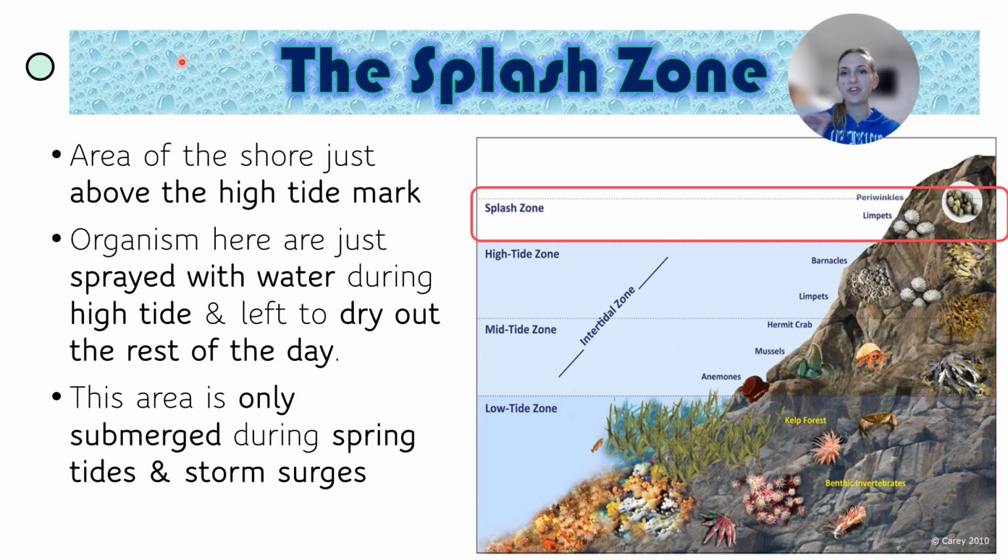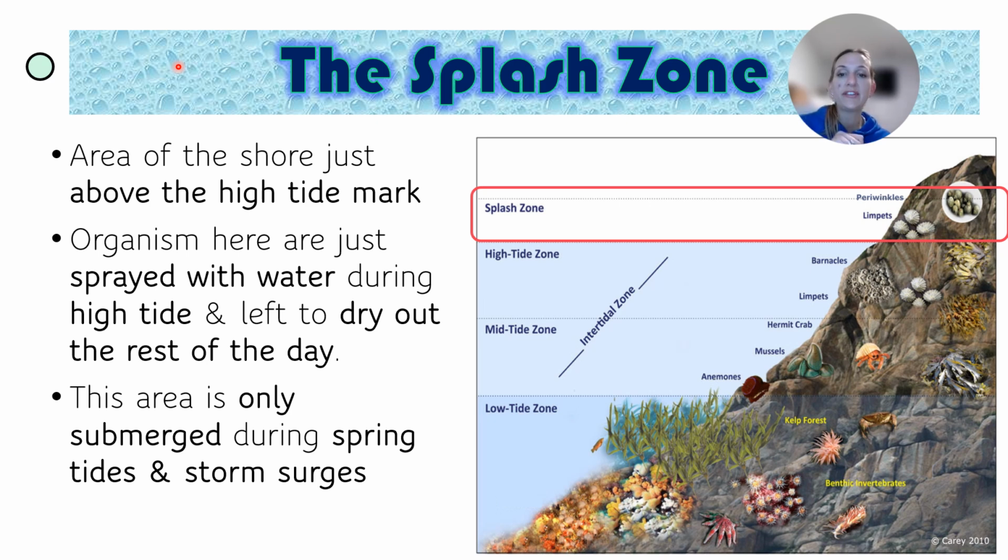The splash zone is going to be characterized as the area above the high tide mark. So where your tide is going to be highest, this is the part that's above that. It's called the splash zone because organisms here are just sprayed with water whenever the tide is high, and for the rest of the day they're left to dry out. So their best chance is just getting a mist or a spray of water from the waves when you have high tide. That's it.